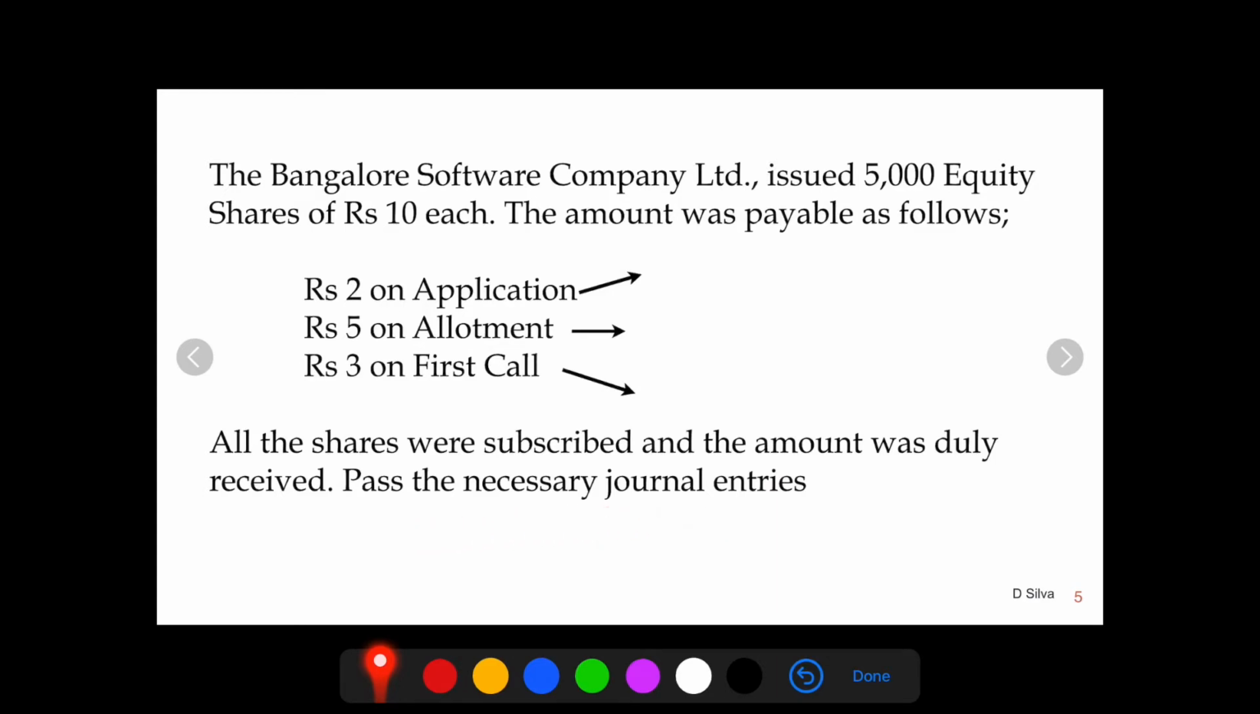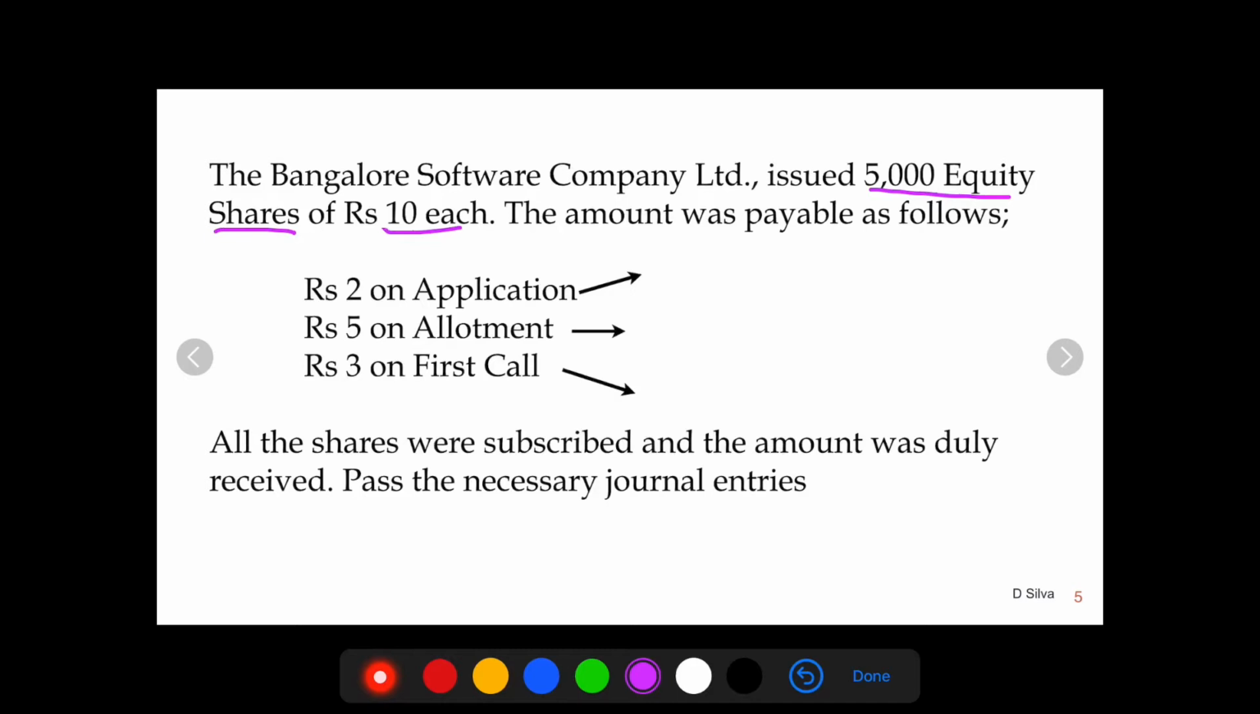So let me break up the question for you. Bangalore Software Company Limited is issuing shares to the public, that is 5,000 equity shares. So we know there are two types of shares: one, equity shares; two, preference shares. So in the question, if they specify equity, then please make sure in all your journal entries you write equity in front of shares. Now these shares are being issued at rupees 10. The amount was payable as follows: rupees 2 on application, 5 on allotment, 3 on first and final call.